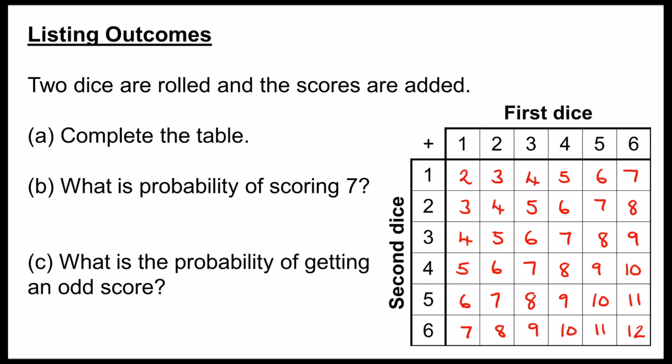As before, we can now use this to help us work out the probability of different events. In part B, we're asked what's the probability of scoring 7. So looking in my table diagonally from top right to bottom left, I can see that we've got 1, 2, 3, 4, 5, 6 7s in total.